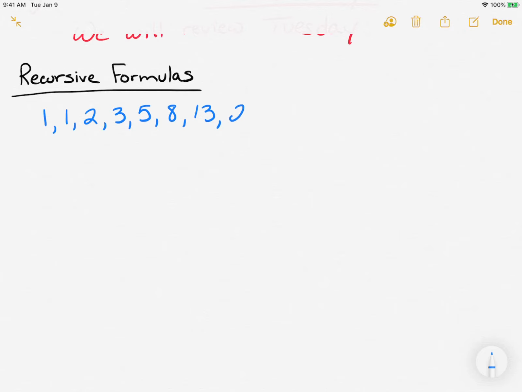This is referred to, anybody know what this is called? That sequence of numbers? The second number plus the first number. Well, yeah, what's it called? It's called a Fibonacci sequence. Why is it called that? Because the mathematician that came up with it was an Italian named Fibonacci. But Elijah's already figured out what the pattern is.